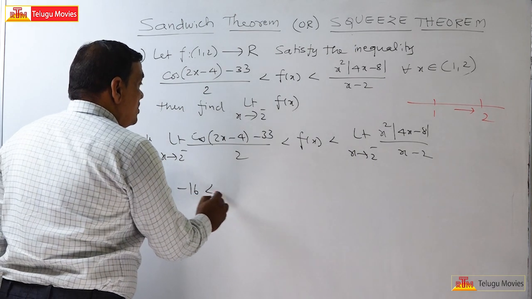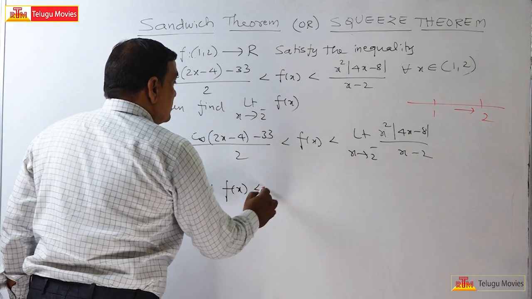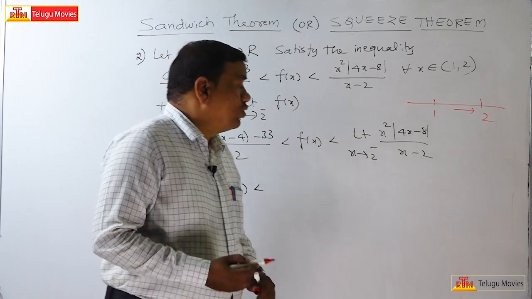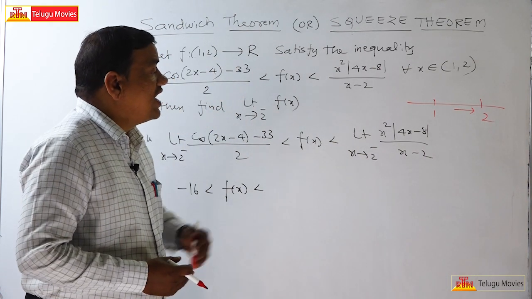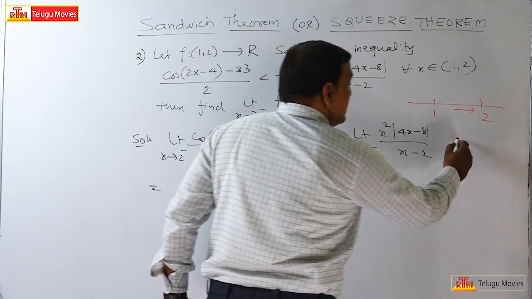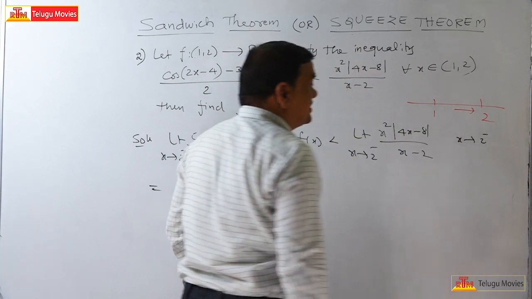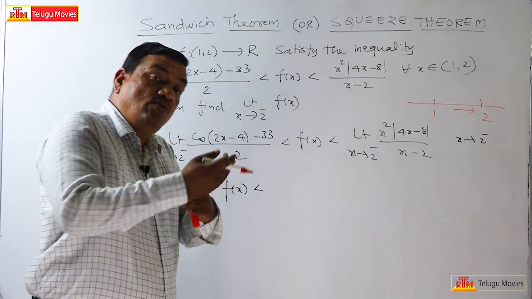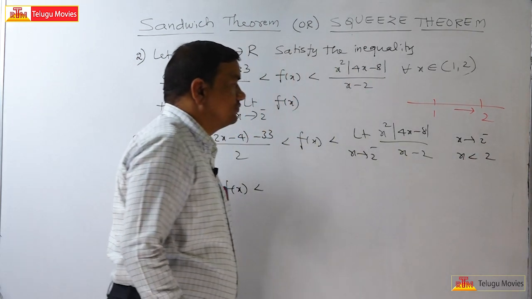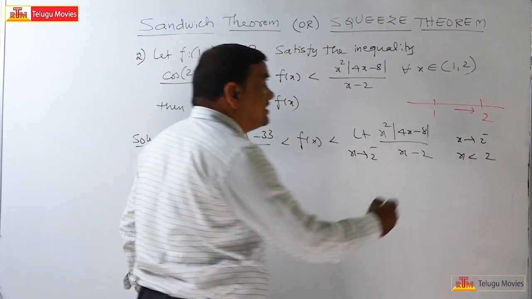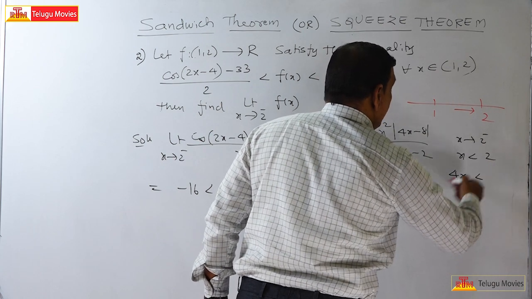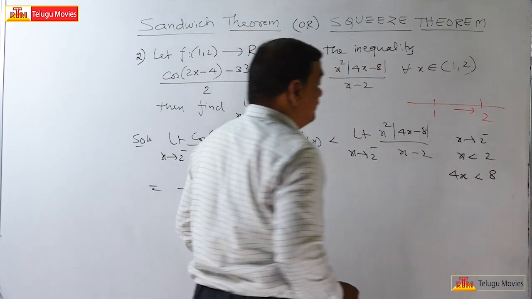Minus 16 is less than f of x, which is less than the limit as x tends to 2 minus. Then what will be the value of modulus of (4x minus 8)? See here, x tends to 2 minus means x value is less than 2. Therefore, 4x is less than 8.